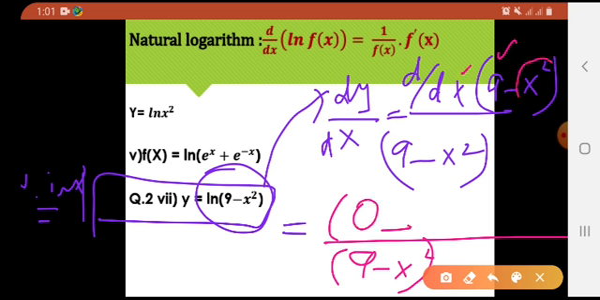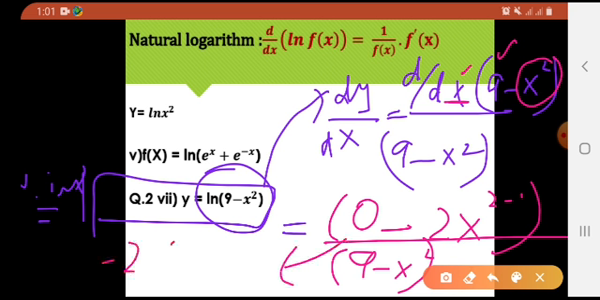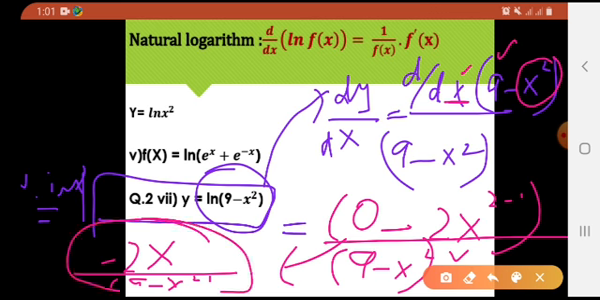Minus derivative of this x square with respect to x would be, by power rule, 2x raised to the power 2 minus 1. Let us get the answer over here. So it would be minus 2x divided by the denominator. This would be your answer. I hope there is no confusion.